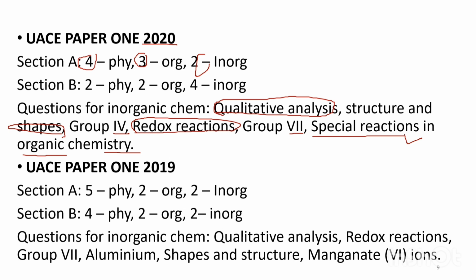UNEB 2019 had 5 questions in physical, which is a rare case. Then 2 in organic and 2 for inorganic. Then also for section B, physical. So the whole paper was dominated by physical. And you realize that in such a case, students are always excelling highly in case the paper has 2 questions of inorganic in section B. But now UNEB 2020 had so many for inorganic, so it was a bit hard for students.